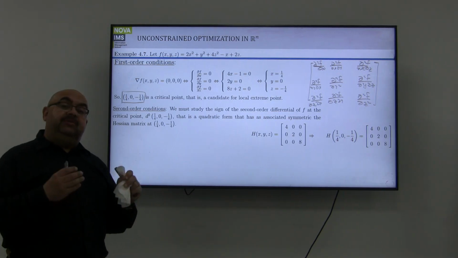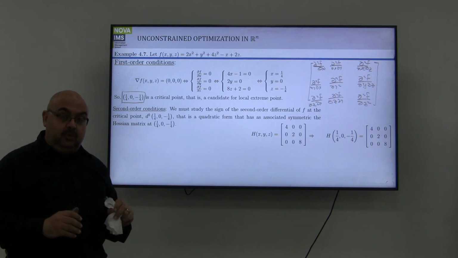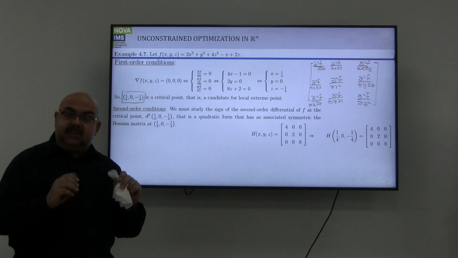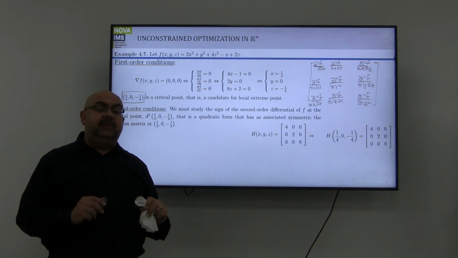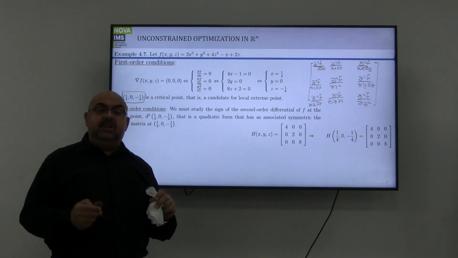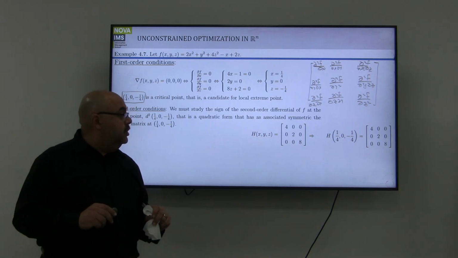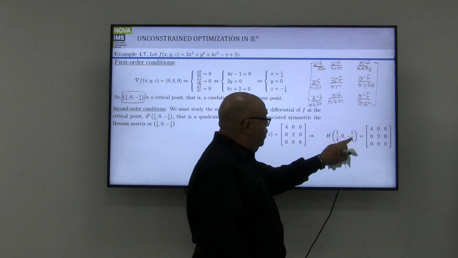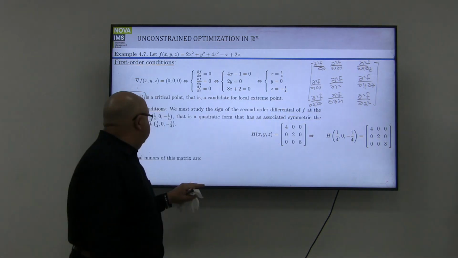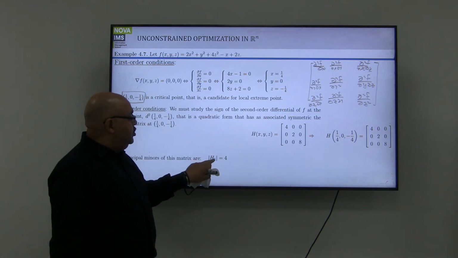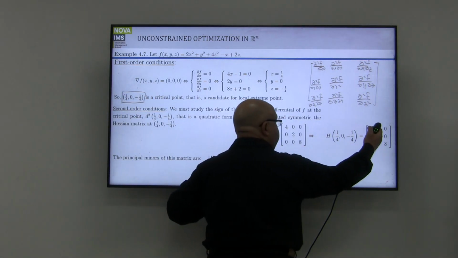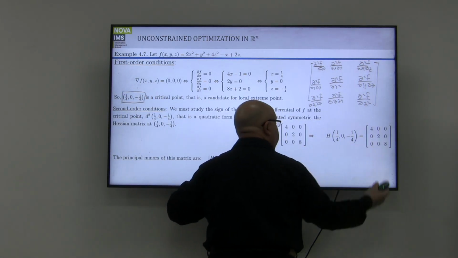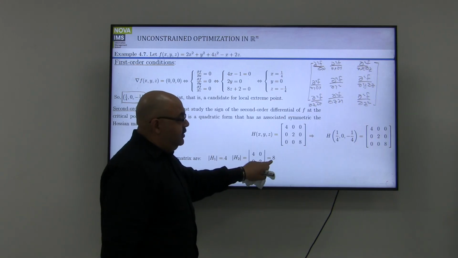Is it positive definite, negative definite, or indefinite, in the 3 cases that we will study this year? So I will have to get my leading principal minors. H1 is going to be 4. H2 is the 2 by 2 determinant, which is 4 times 2, and it comes up to 8.